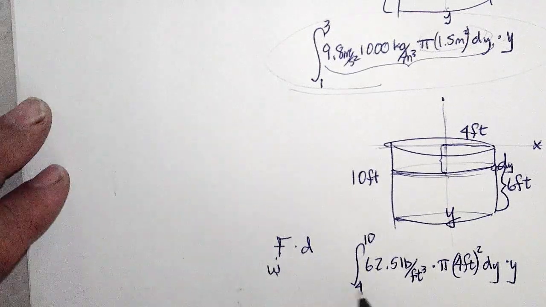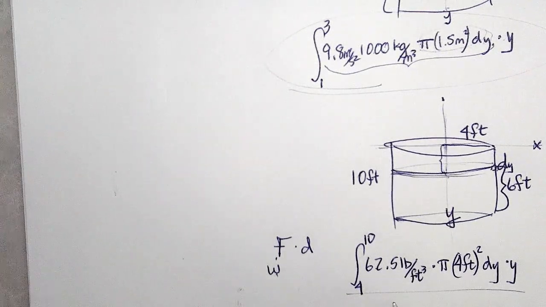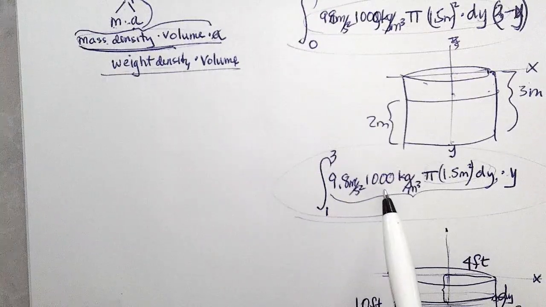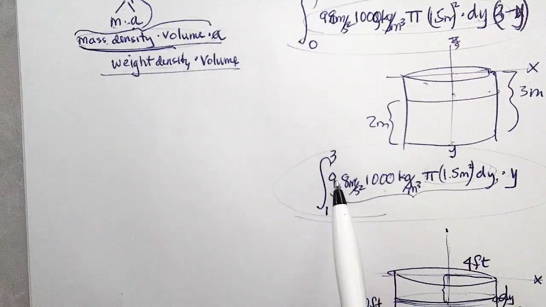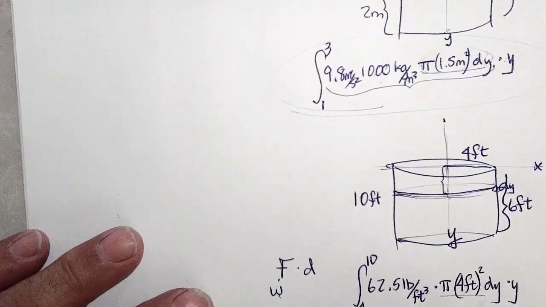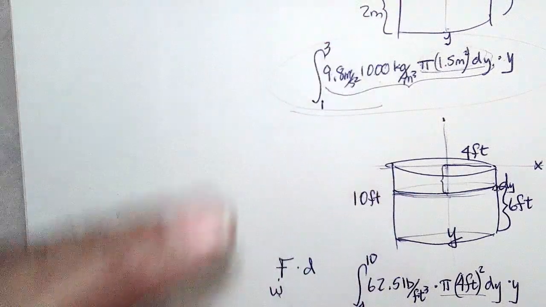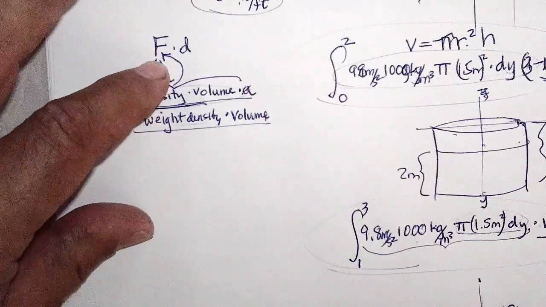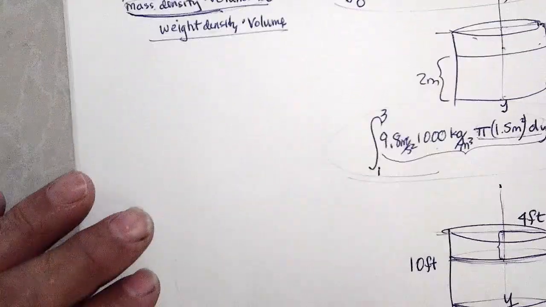Okay, so here I don't have to worry about multiplying by gravity. I have a weight density as opposed to a mass density, which I would have to multiply by acceleration due to gravity. So the weight density times the volume gives you the weight, which is the force you're working against, times the distance you have to lift it.